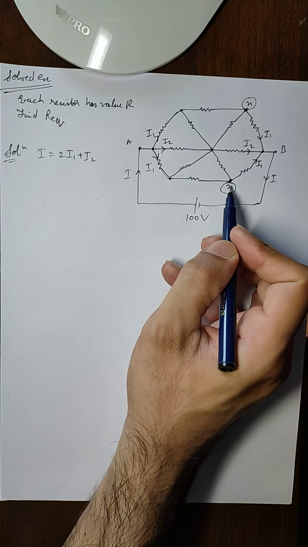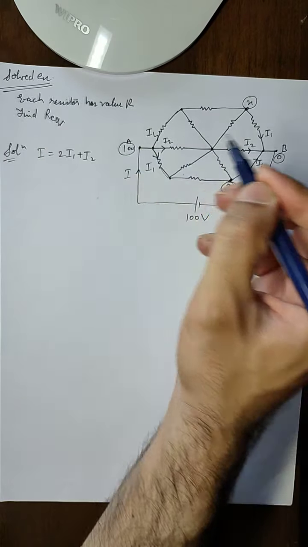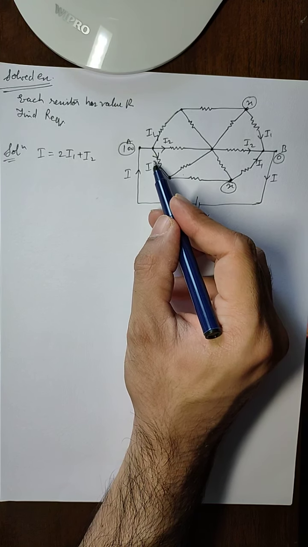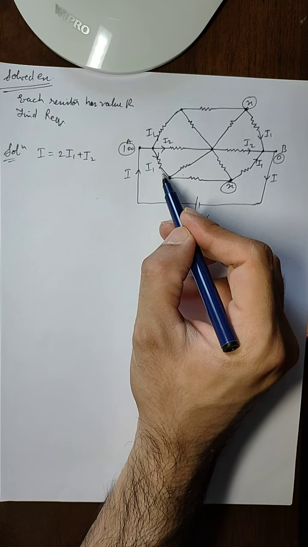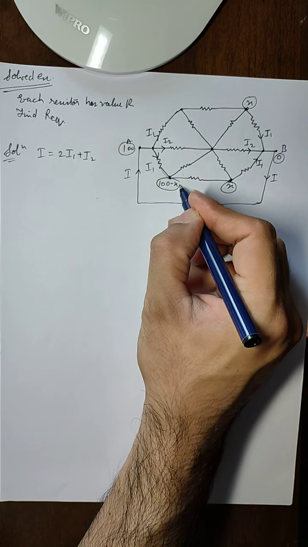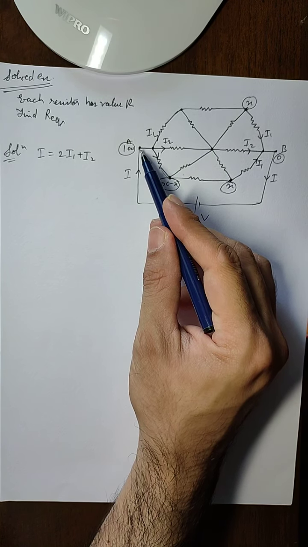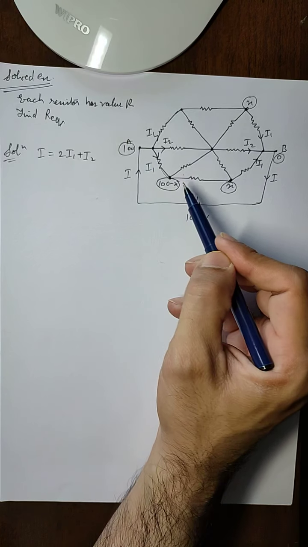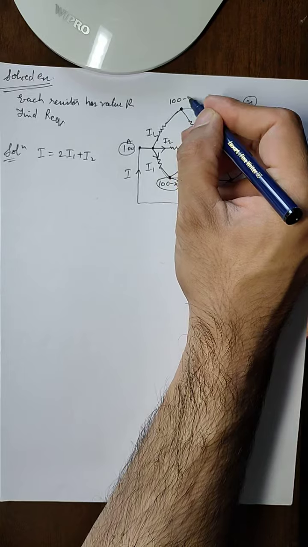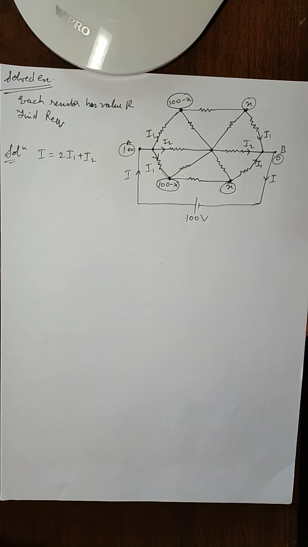So if this is X, this is 0, and this is 100 because of the battery, then this point should be such that the potential across this resistor is also equal to X. So for this, the potential at this point should be equal to 100 minus X, so that the potential across this resistor is equal to 100 minus of 100 minus X, which is equal to X. And similarly, this point should also have the potential equal to 100 minus X.